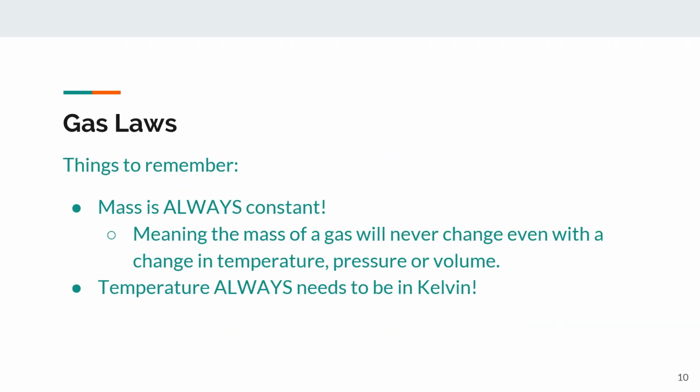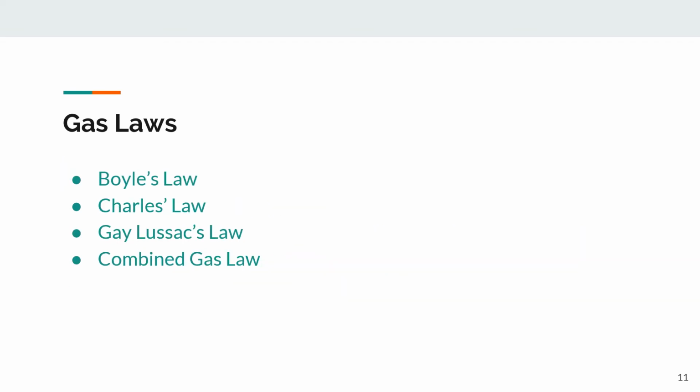Mass is always constant, so no matter what gas law you're talking about, mass is always going to be constant. The mass of the gas will never change, even when you're changing the temperature, the pressure, or the volume. And if you're using calculations with temperature, it needs to be converted to Kelvin. That's why we introduced Kelvin as a way of measuring temperature. So we're going to talk about Boyle's, Charles's, Gay-Lussac's, and the combined gas laws. That's our coming attractions.